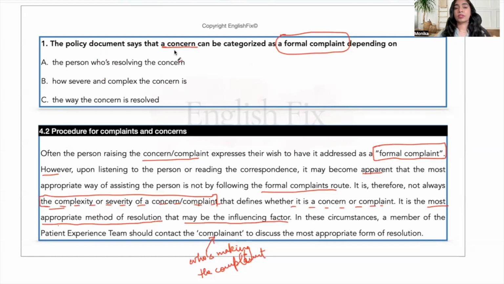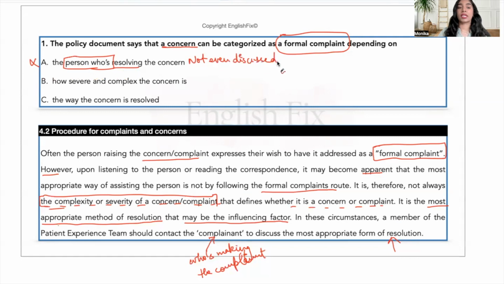So the policy document says that a concern can be categorized as a formal complaint depending on the person who's resolving the concern. Well, the only part about resolving the concern they have talked about in the last paragraph, where they have told me that you should go to the patient experience team to discuss the most appropriate form of solution. But they have not said that the patient experience team will actually decide what is going to be called a formal complaint. So this meaning actually does not make sense at all. So the person who's resolving the concern, this is not even discussed in the answer option.